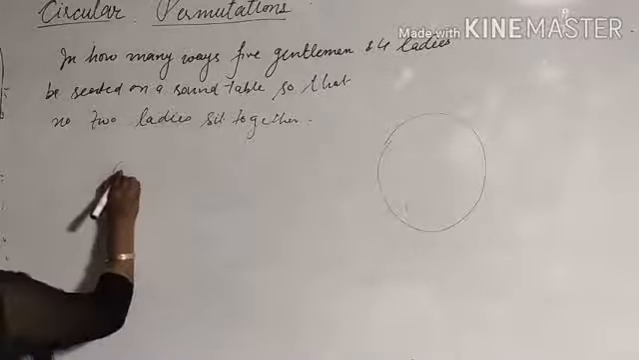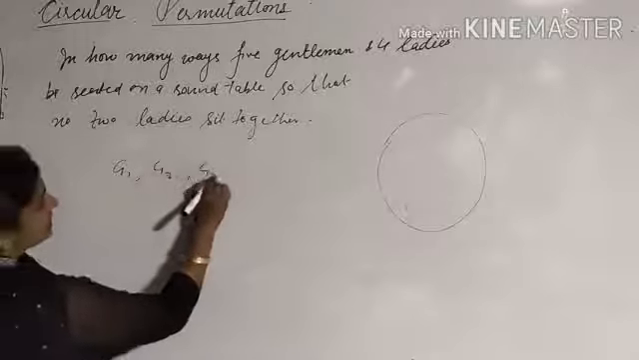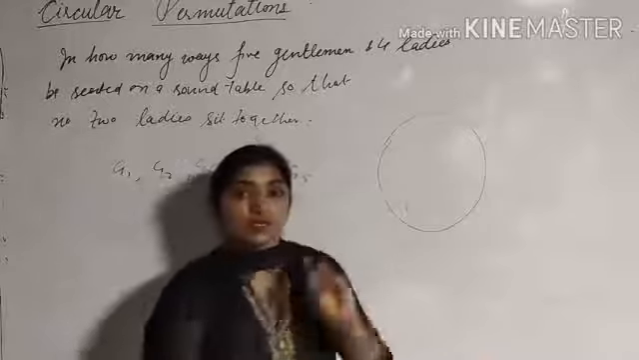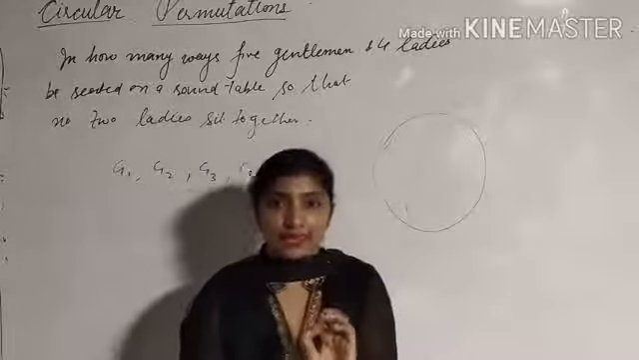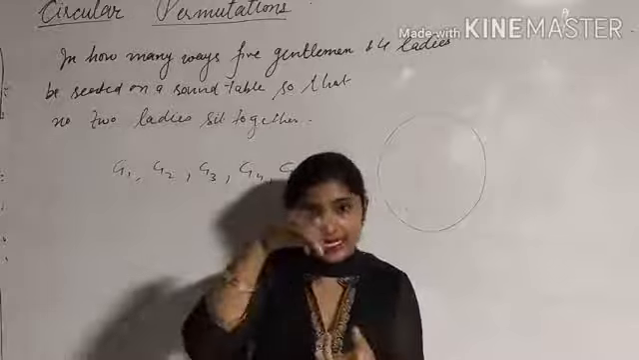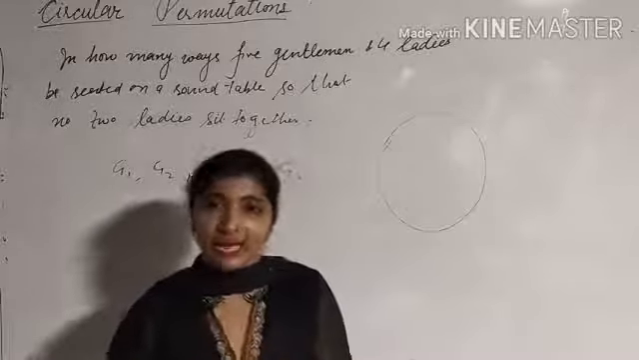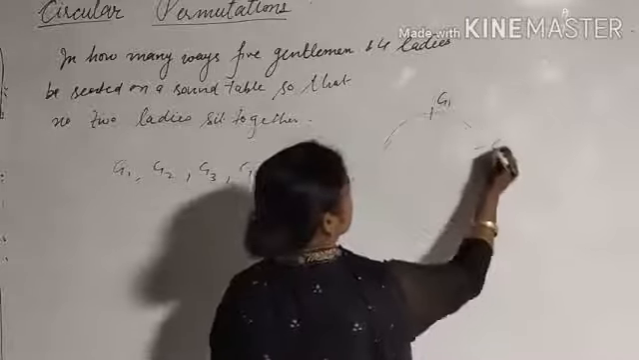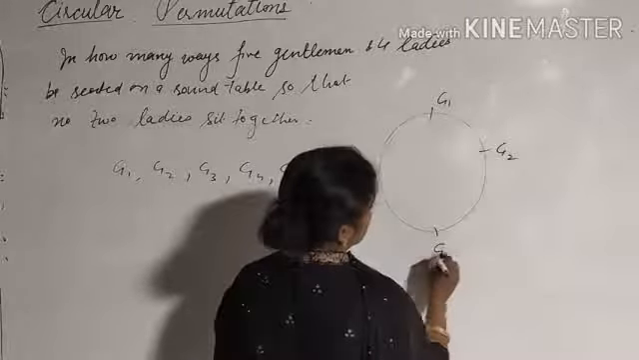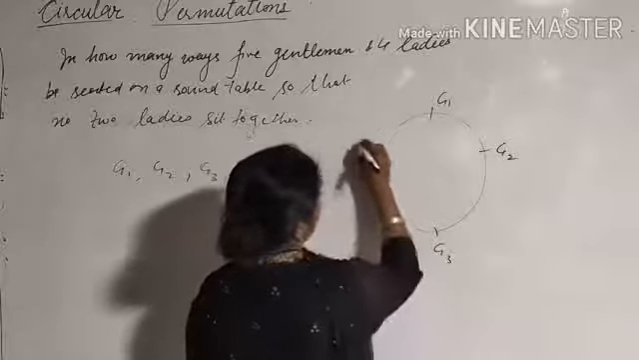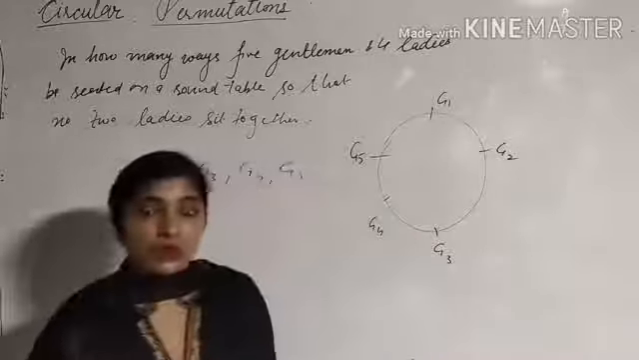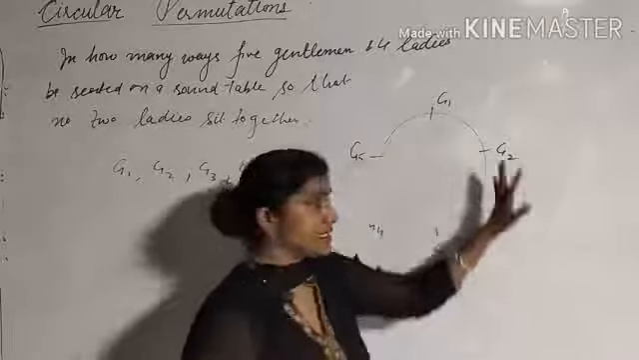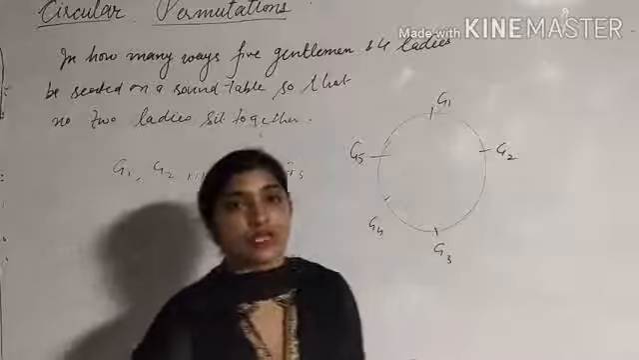Suppose gentlemen are G1, G2, G3, G4, G5. No 2 ladies sit together. That means between every 2 ladies there must be one gentleman, and gentlemen may sit together, right? So suppose these are the gentlemen G1, G2, G3, G4 and G5. These are 5 gentlemen. So where is the restriction that no 2 ladies can come together? So first arrange the gentlemen because they may sit together.